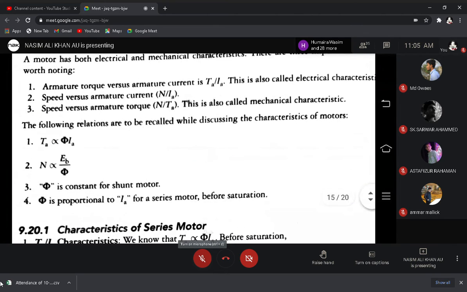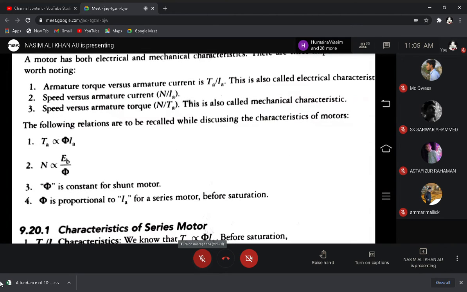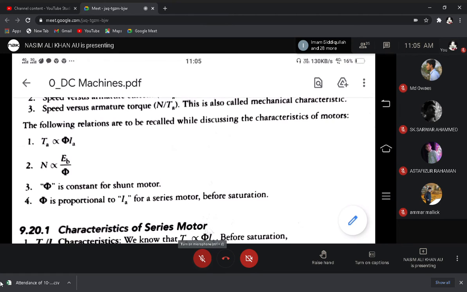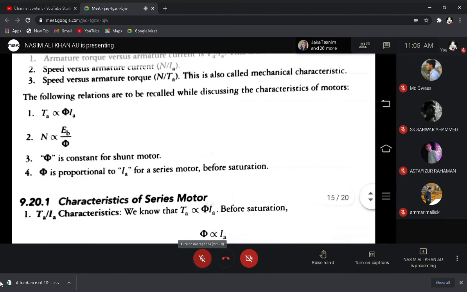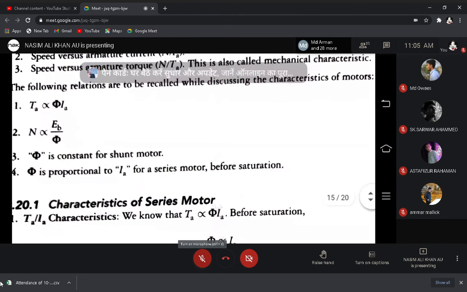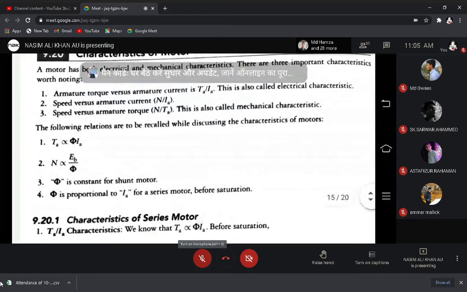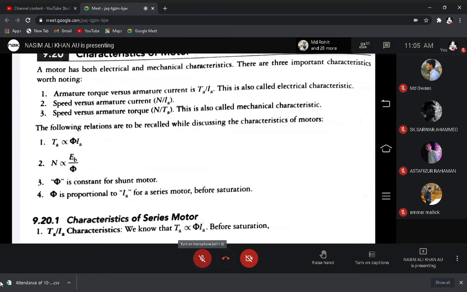And for the following reasons, recall the discussion: characteristic torque is proportional to phi into Ia, N is proportional to Eb by phi. Phi is constant for a shunt motor, and phi is proportional to Ia for a series motor before saturation. So points number 1, 2, 3, 4, 5, you try to remember, no need to forget, because sometimes they will ask you short questions for DC motor characteristics. What is the relation between the torque and the flux for a series motor, and what is the relation between the speed and back EMF voltage in case of a shunt motor?